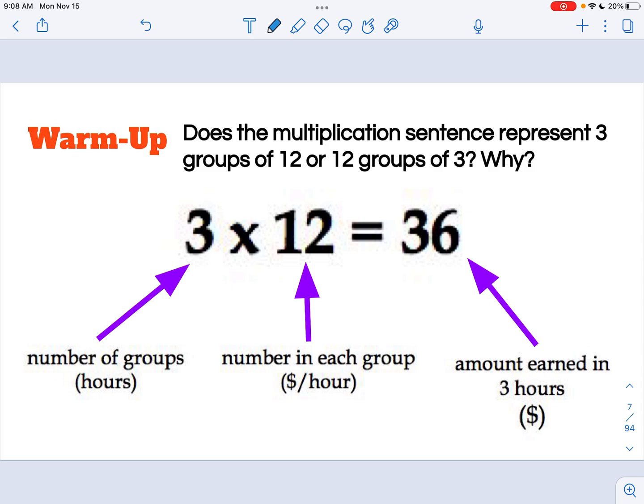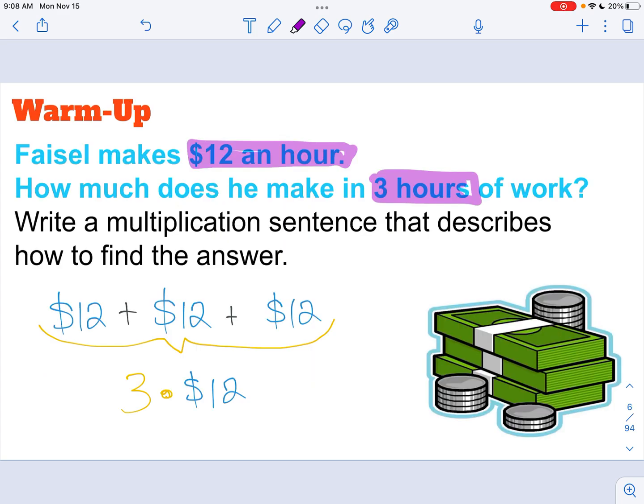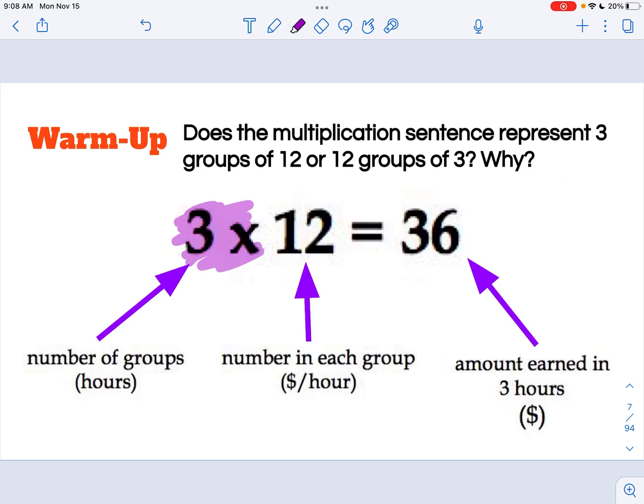So the multiplication sentence represents 3 groups of 12 and not 12 groups of 3 because the $12 got repeated 3 times. You saw it on the last slide. 12, 12, 12. There were 3 12s, so this is a picture of 3 times 12.